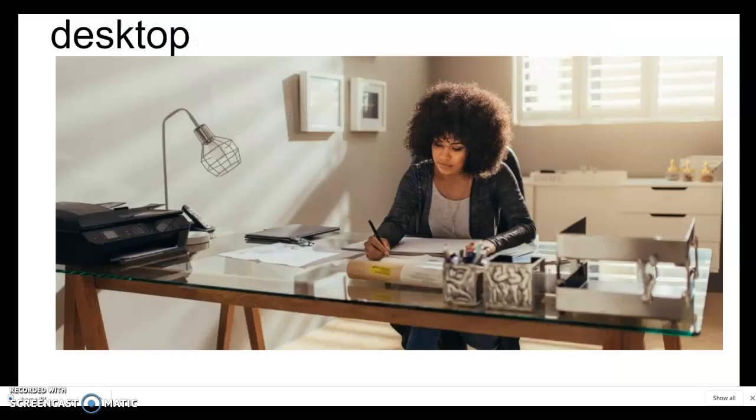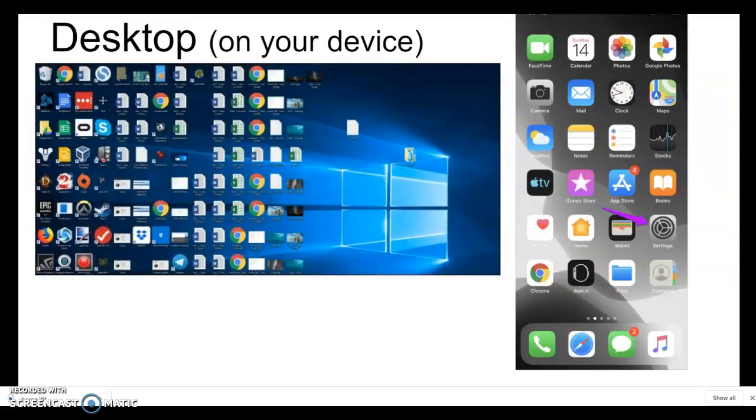Okay, let's talk about the first icon. Here's a picture of a woman working at her desk. On top of her desk is all her stuff, her papers, her computer, her printer, her pencils. This is her desktop. It's the same thing for a computer. When you look at the screen, where all your stuff is, where you start, that's your desktop. It's on your computer screen and it's on your phone too, your desktop.